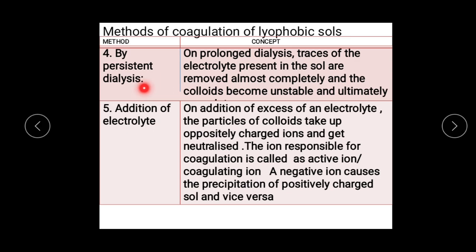Then the fifth method is addition of electrolyte. When we add excess of electrolyte, the particles of colloids will take up the oppositely charged ions and get neutralized. Here you have to remember one important definition. The ion responsible for coagulation is called the active ion or coagulating ion. And you have to remember, a negative ion causes the precipitation of positively charged sol, and a positive ion will cause the precipitation of negatively charged sol.